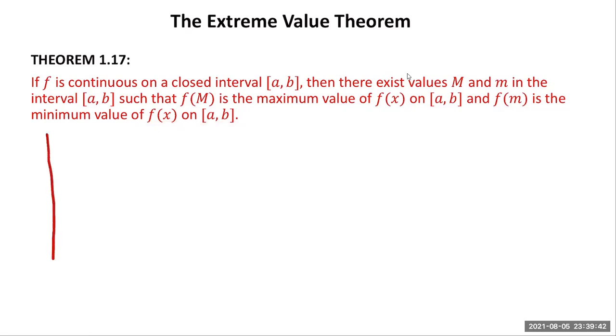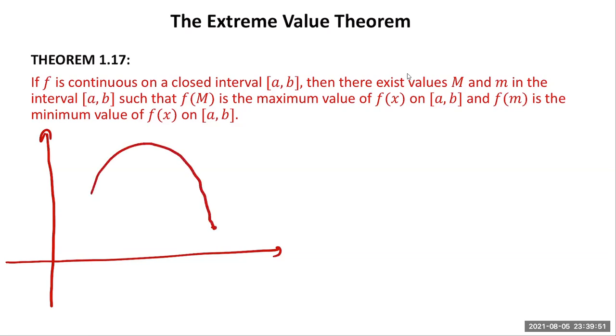Suppose your function looks like this. This is the graph of f of x. Say this value is 2, this value is 1. This is not drawn to scale. This value is, say, 5. This value is 3. As you can see, this is the graph of y equals f of x.